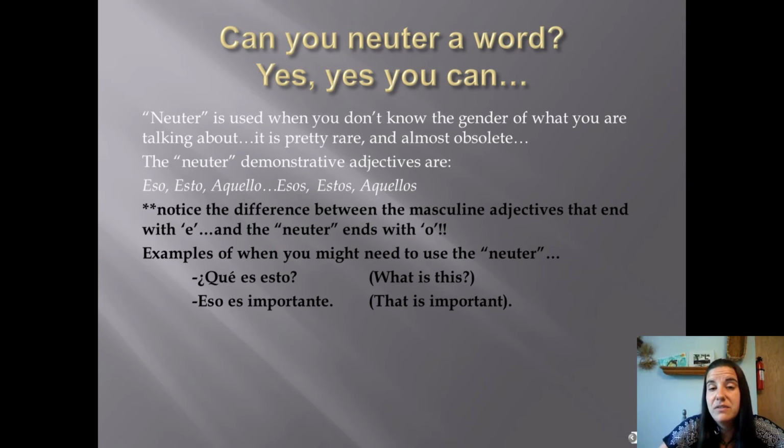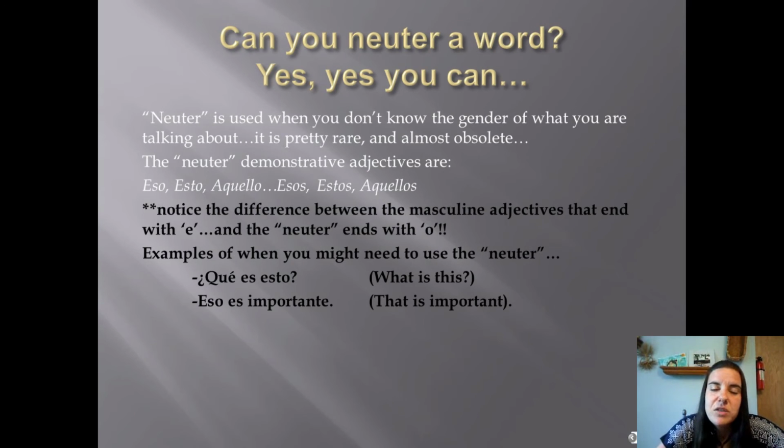Please don't get these confused with the masculine. Since they end in O, they sound like they're the masculine form, but the masculine form ends in E. Ese, este, esos, estos. Even I get them confused sometimes. Notice the difference between the masculine.